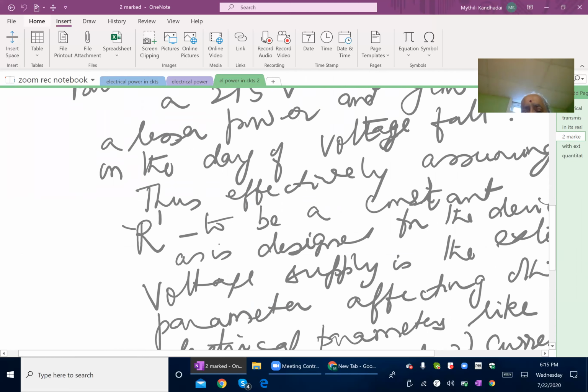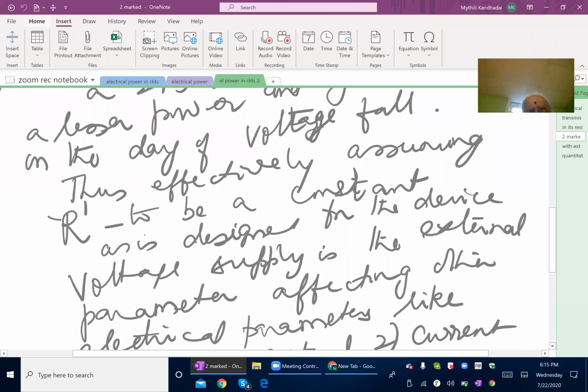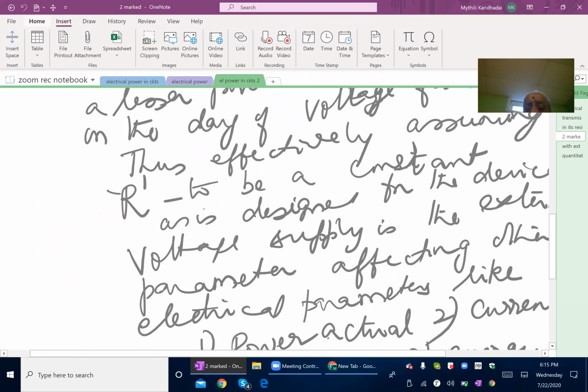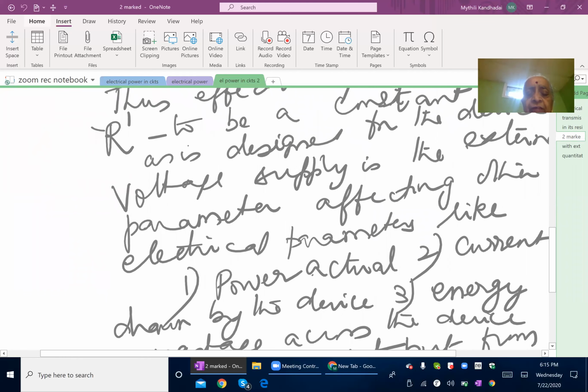Thus, effectively assuming R to be fairly a constant, as is designed for the device, voltage supply is the external parameter which is going to decide whether the power is going to be P marked, or whether the power is going to be more than P marked and blow out the device, or the power actual is going to be less than the P marked and make the bulb glow with dimness. This is what we are going to see.